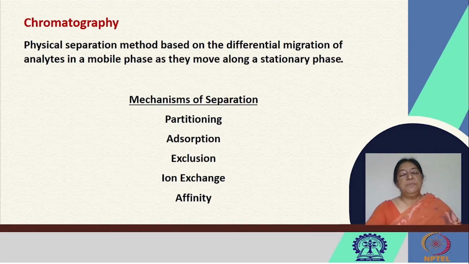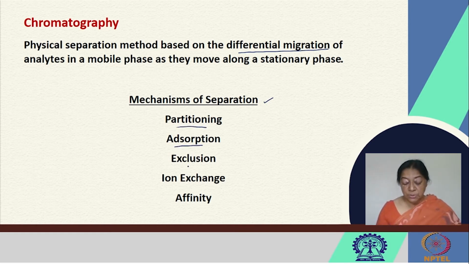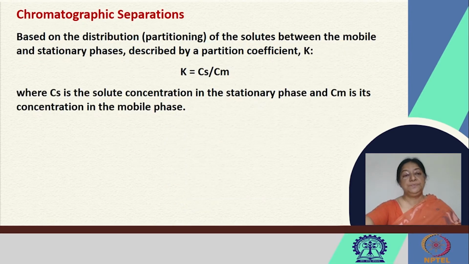In the physical separation methods of chromatography, what we are looking at is a differential migration of analytes in a mobile phase as they move along a stationary phase. Now, in the mechanisms of separation that are known, there is specific partitioning of the compounds, adsorption, exclusion, ion exchange, and affinity. The mechanism of separation looks at a specific property of the protein that we need to isolate.